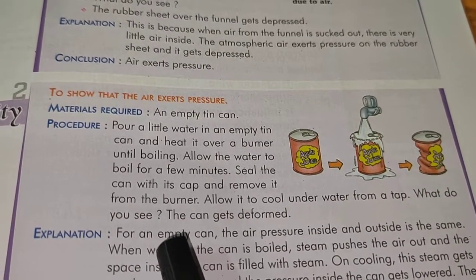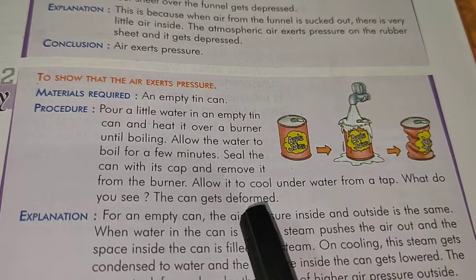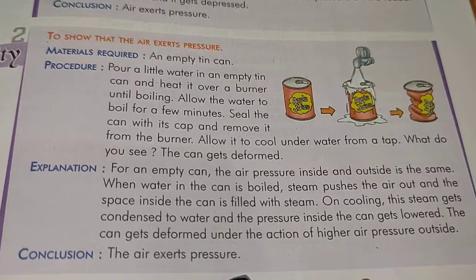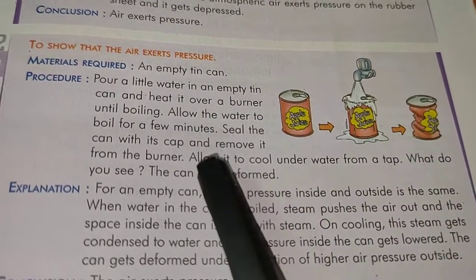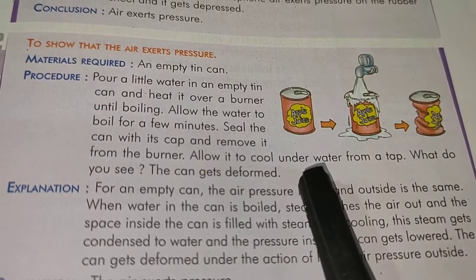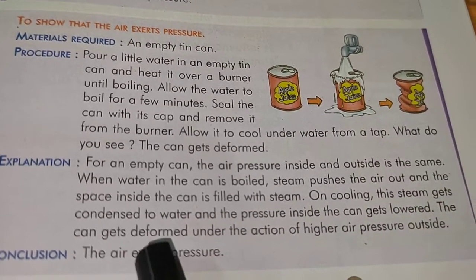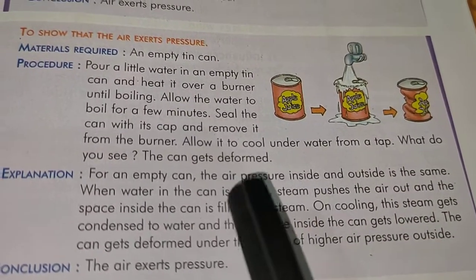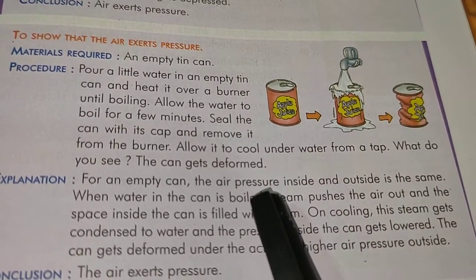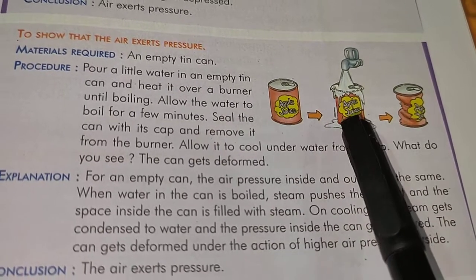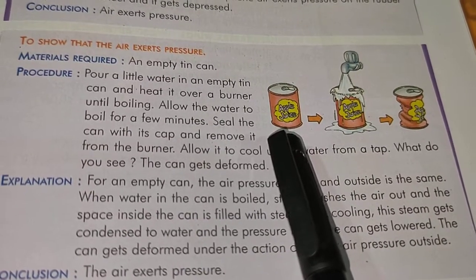Okay, then in this setup, please leave it to cool under water for some time. Now after this, what do you observe? You can see that the sealed can gets deformed. So what is the explanation of this activity? We can explain that for an empty can, in the first condition, the air pressure outside the can and inside the can are the same. Therefore, the structure is maintained in such a way.